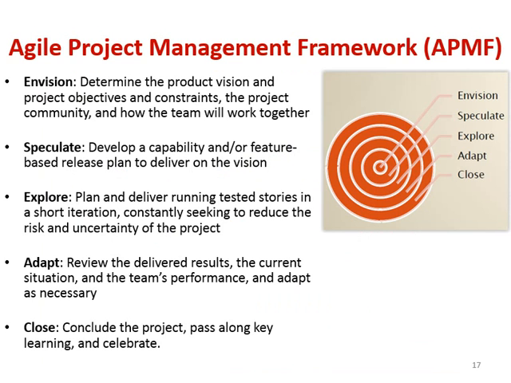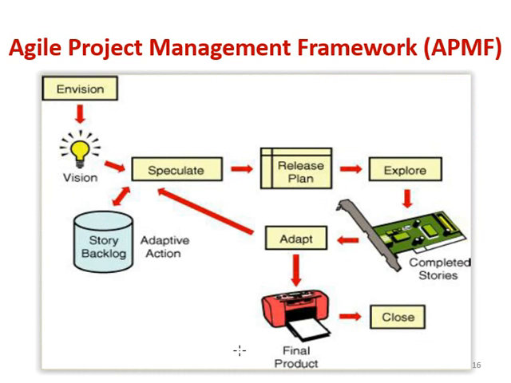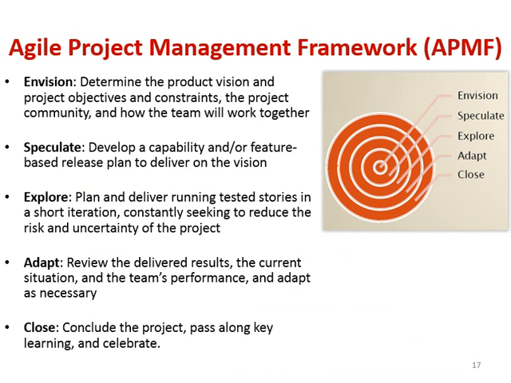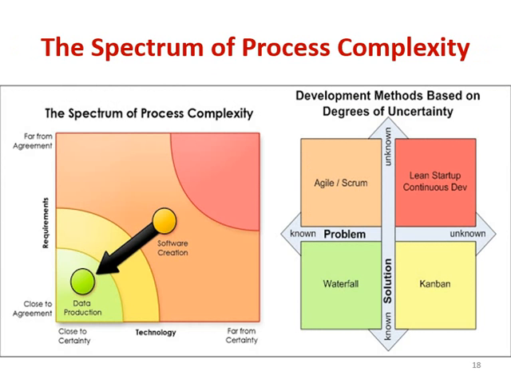In a nutshell, how do you decide whether to adopt the agile methodology, the traditional approach, Kanban, waterfall, or a lean mechanism? This is a process complexity spectrum. On the left-hand side you can see a square graph in which the x-axis is for the technology and the y-axis is for the requirements.